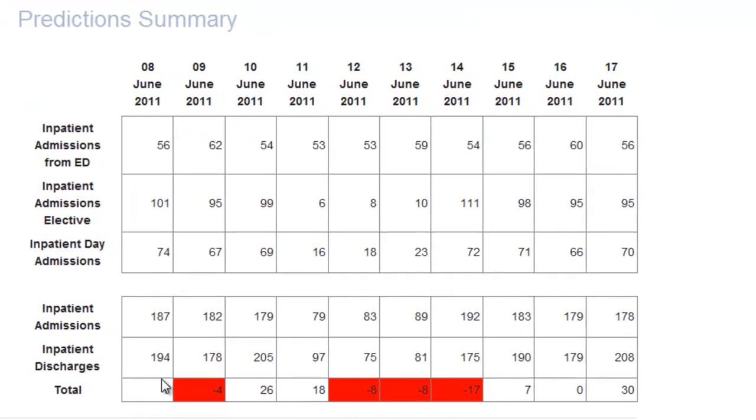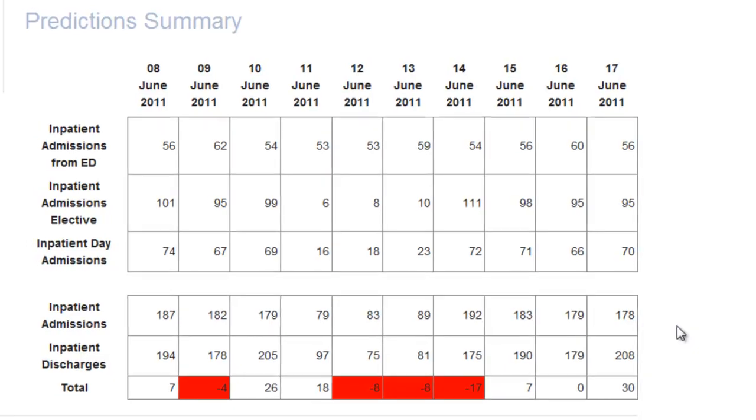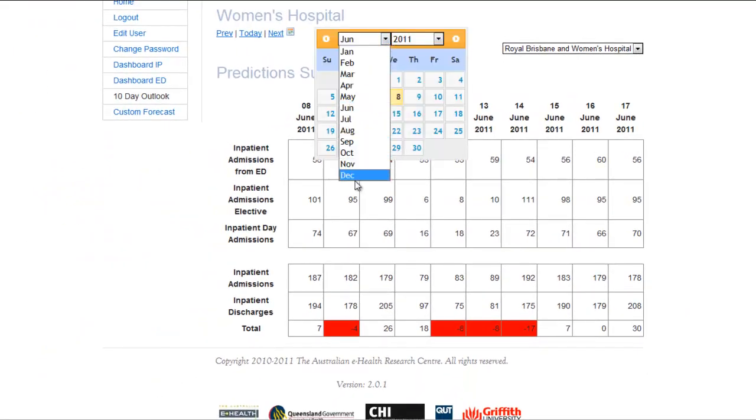Some days there'll be more admissions than discharges, which represents a worst case, hence the colour red. Some days are worse than others. This information here every day, some days it's positive, some days it's negative, but we believe that information can assist in working out an appropriate response to demand-supply mismatch.